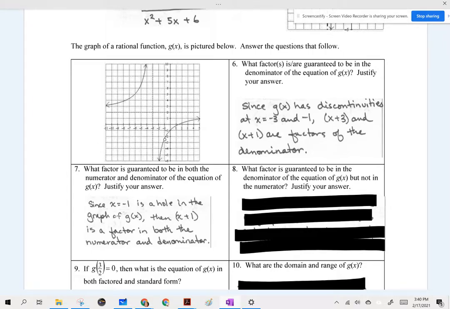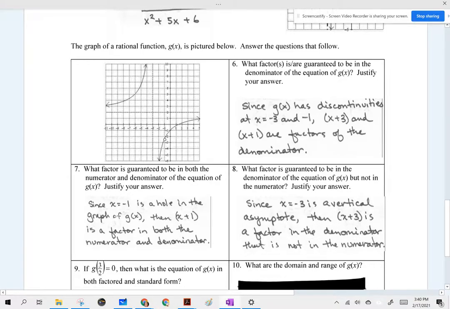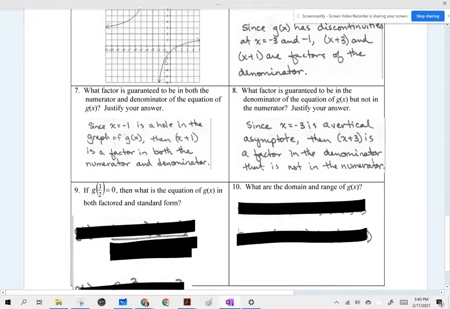Okay, so to make sure that it's not in the numerator, then that's going to end up being our vertical asymptote. So since x equals negative 3 is a vertical asymptote, then x plus 3 is a factor in the denominator that is not in the numerator.